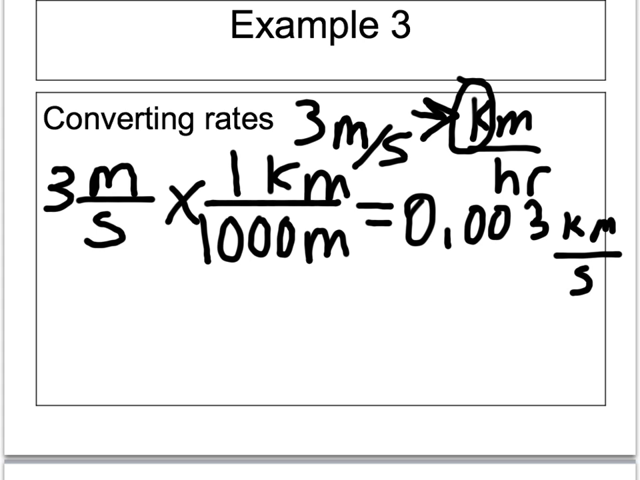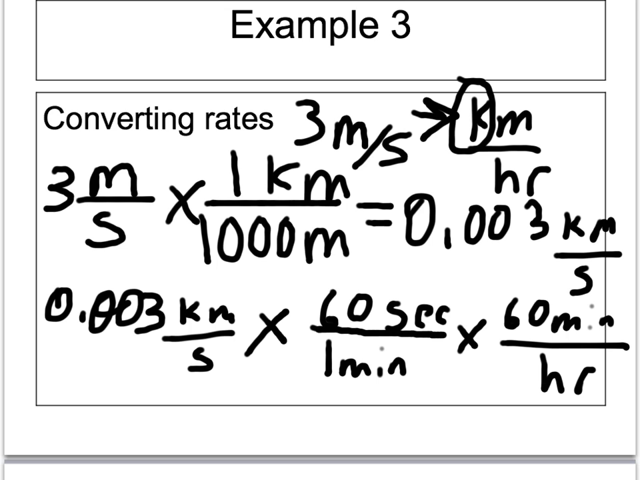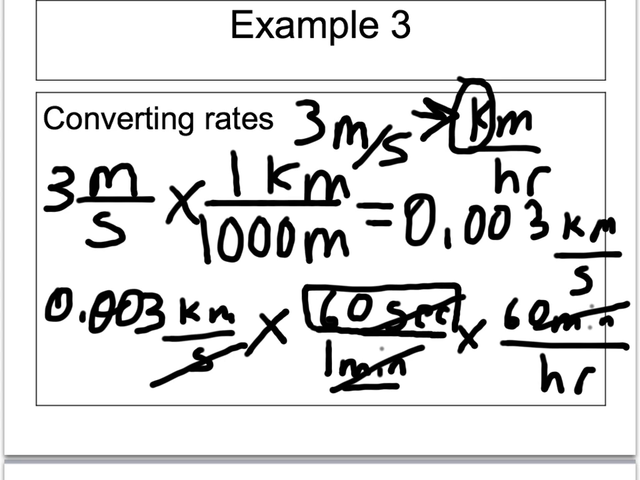So now I've got to do seconds to hours. 0.003 kilometers per second. All right, notice for converting the time, I wrote my conversion factors on the top instead of the bottom, because when I cancel this out, seconds have to cancel with seconds to leave me with minutes. Minutes have to cancel with minutes to leave me with hours. So now I'm just going to do 0.003 times 60 times 60. And I end up with 10.8 kilometers per hour.